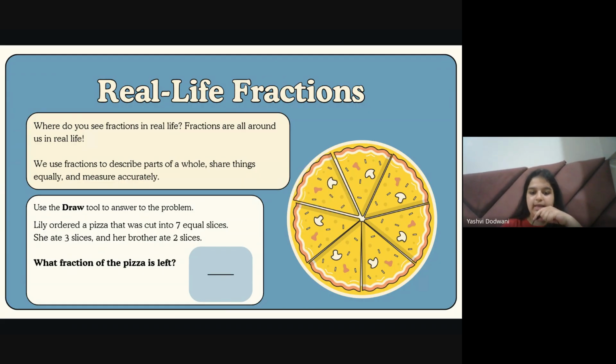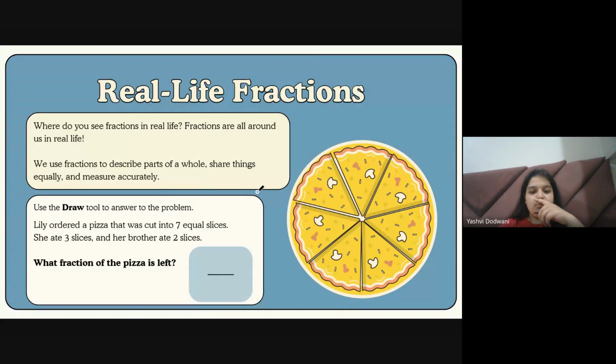There is a whole cake and there are eight children. So the cake would be cut into eight parts. One person will get one slice. So that is 1 by 8. We use fractions to describe parts of a whole, share things equally, and measure accurately.